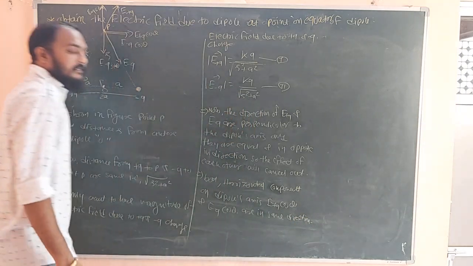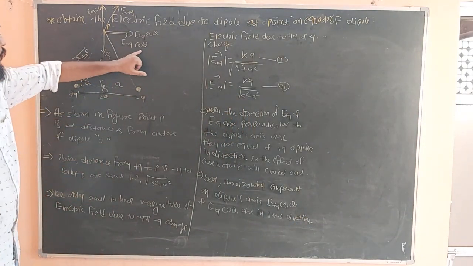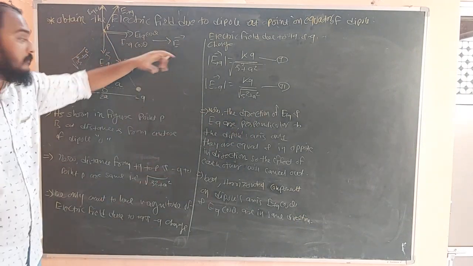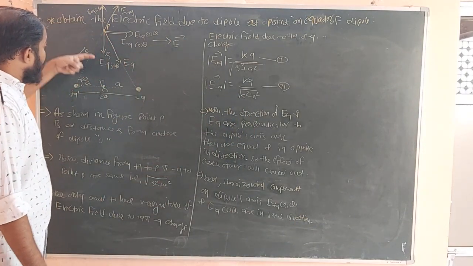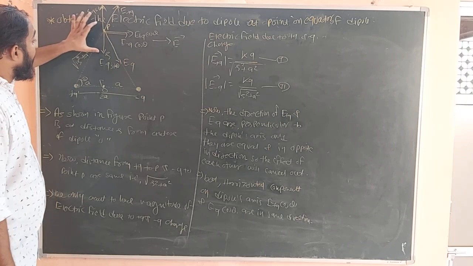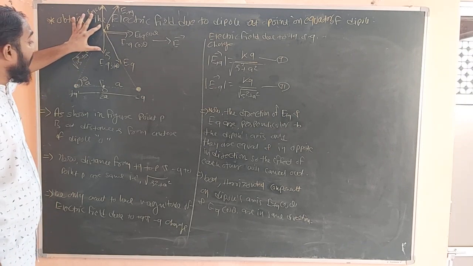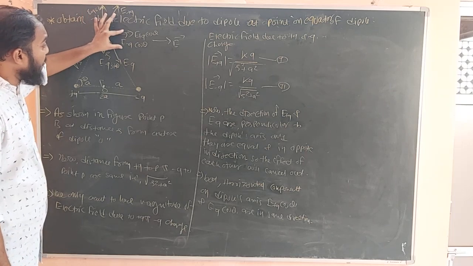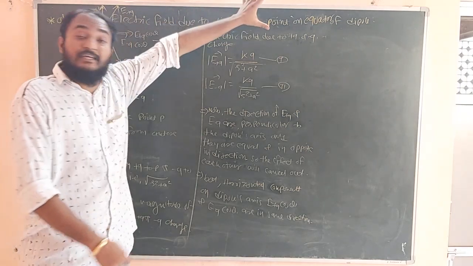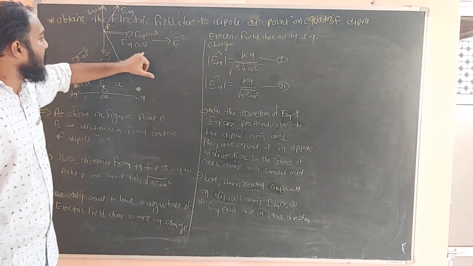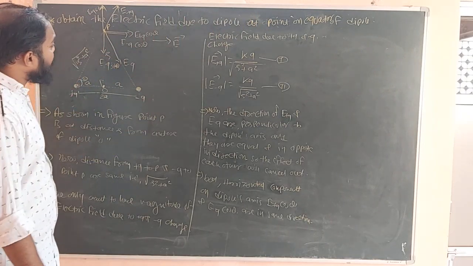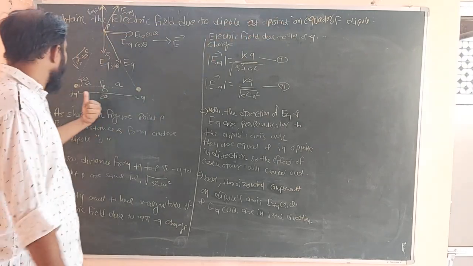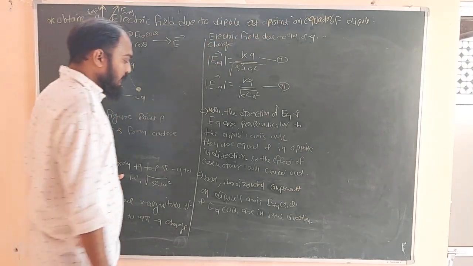Once again, now we are talking about the direction of the electric field. E plus Q sin theta and E minus Q sin theta are equal in magnitude but opposite, so they will cancel out each other. But E plus Q cos theta and E minus Q cos theta are both in the same direction. So what will be the direction of the electric field? The direction of the electric field will be from plus Q to minus Q.